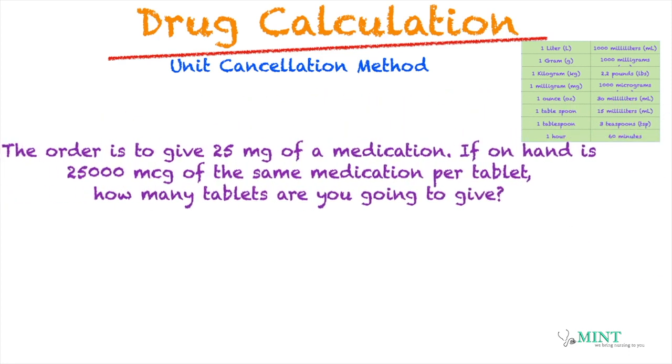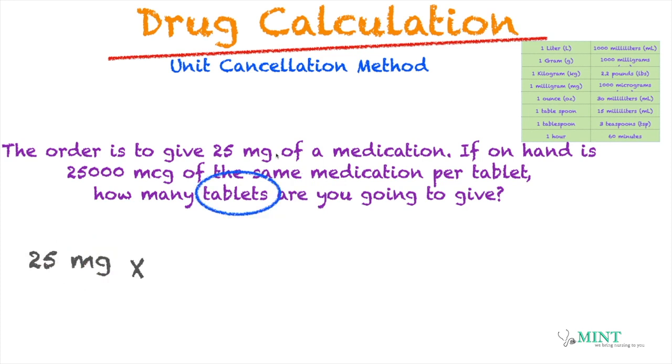The order is to give 25 milligrams of a medication. If on hand is 25,000 micrograms of the same medication per tablet, how many tablets are you going to give? As always, let's identify what the problem is looking for. In this case, it will be tablets. Now, let's put in our given. The order is 25 milligrams times.